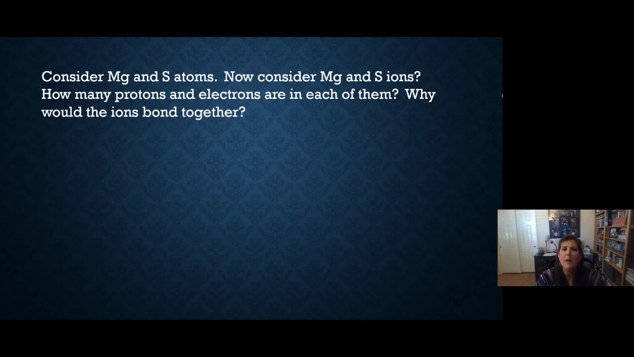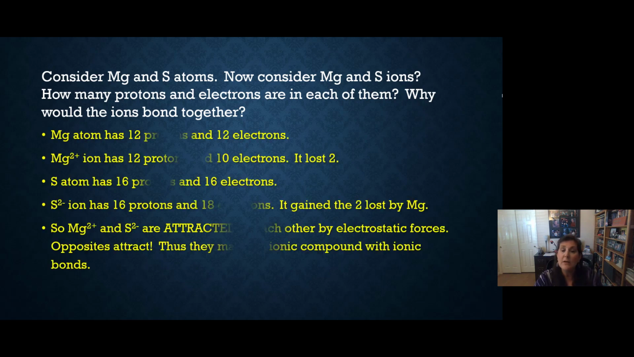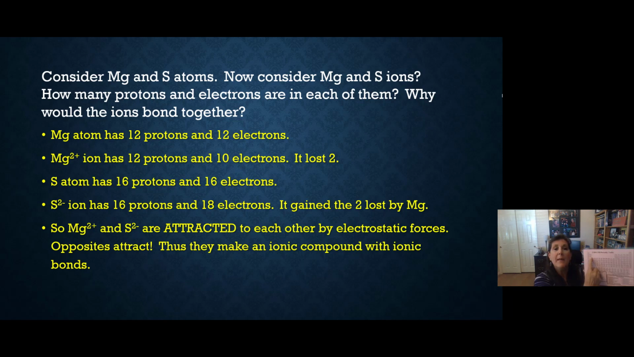Now let's examine how many protons and electrons are on each of them and then figure out how they would bond. So here's some information. Mg is number 12, meaning as an atom, it has 12 protons and 12 electrons because they're the same when you're an atom.